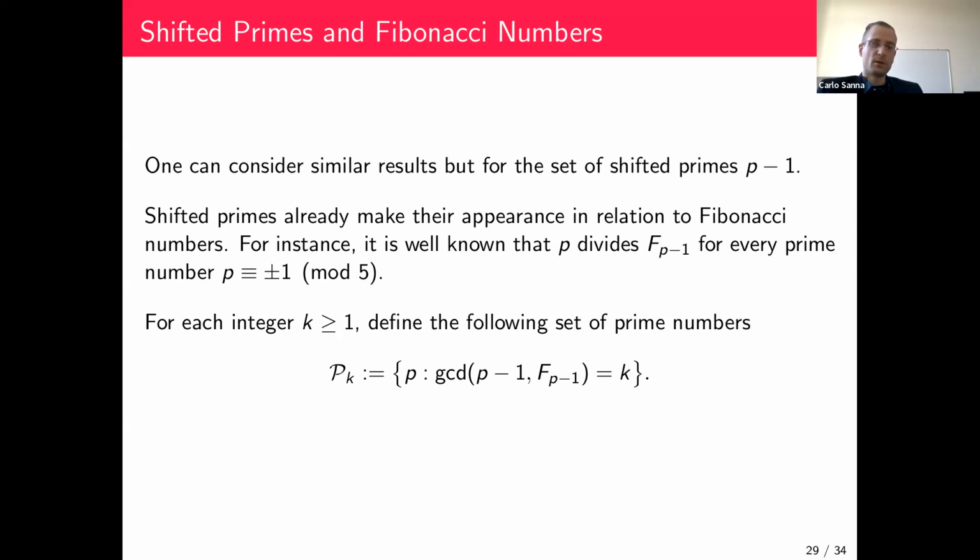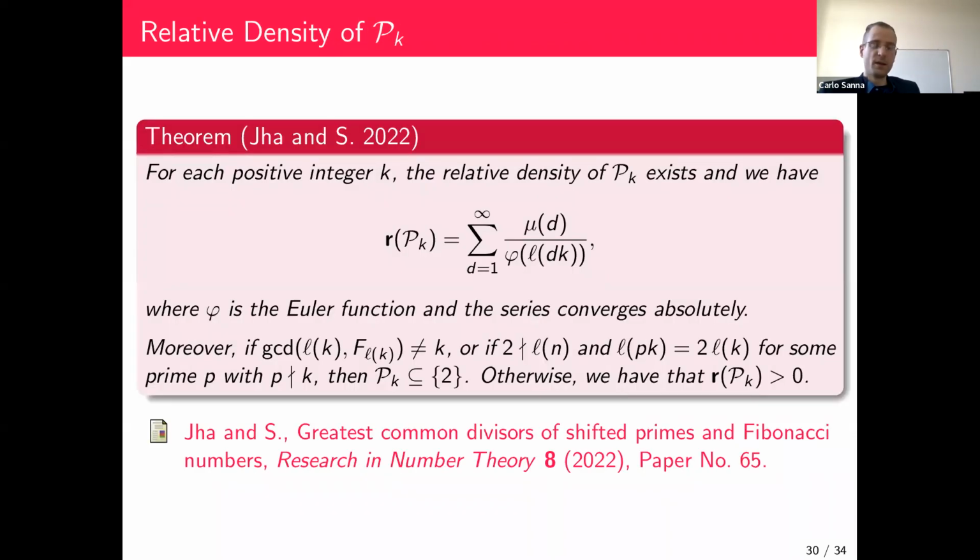So in this setting, for every positive integer k, we define the set P sub k as the set of prime numbers p for which the GCD of p minus 1 and F sub p minus 1 is equal to k. So these are the fibers in this setting. And Jia and I proved an analog of the result of Tron and I.